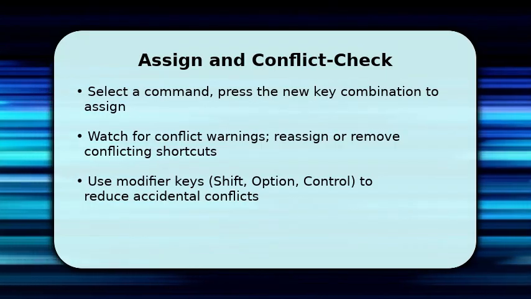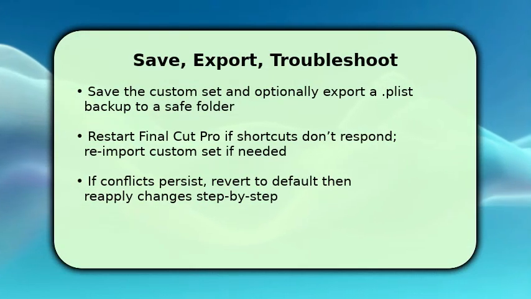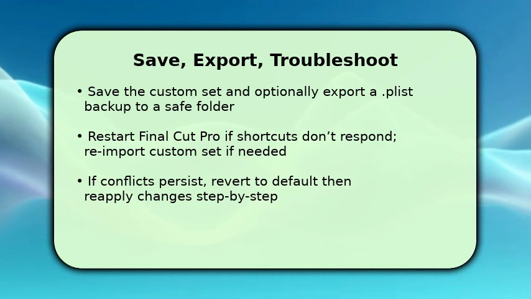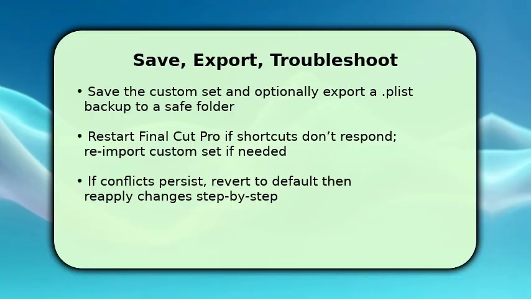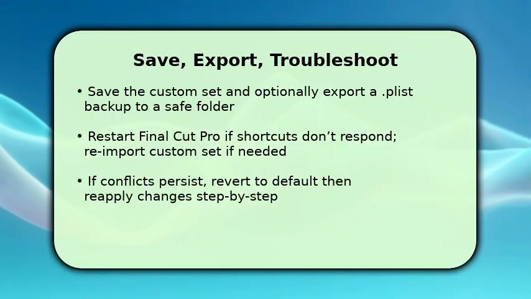You finish by saving your custom set and exporting a backup so you can restore it later or move it to another machine. If shortcuts don't take effect immediately, restart Final Cut Pro and re-import the saved set. That resolves most cache-related issues.